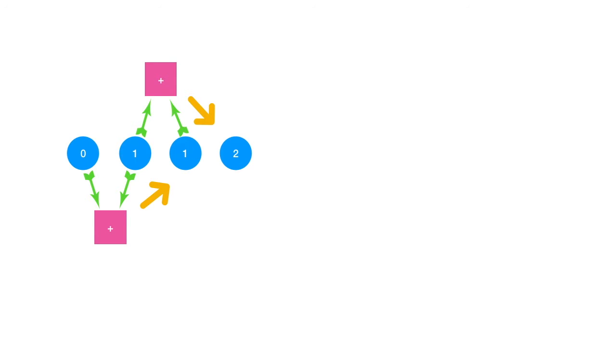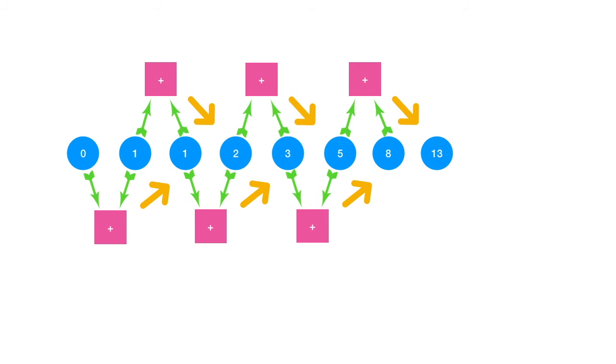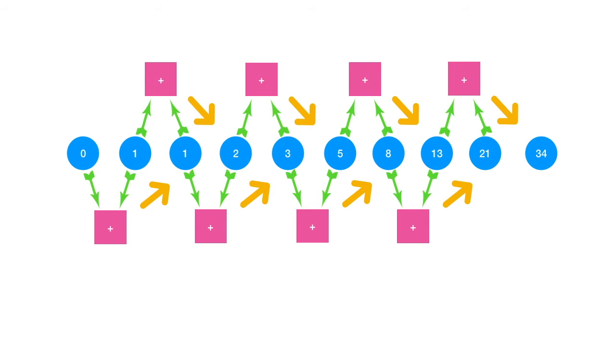So let's see them real quick. 1 plus 2 gives 3. 2 plus 3 gives 5, 3 plus 5 gives 8, 5 plus 8 gives 13, 8 plus 13 gives 21, 13 plus 21 gives 34 and so on.